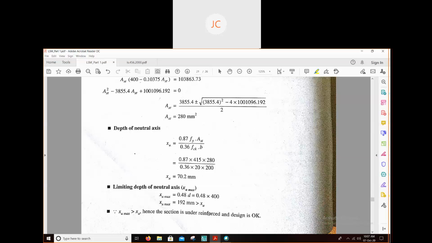And if the question mentions that you have to redesign, then you have to change the section. That means you have to change the dimension of the section and do the calculation again. So I hope all of you have understood this problem. Yes or no?